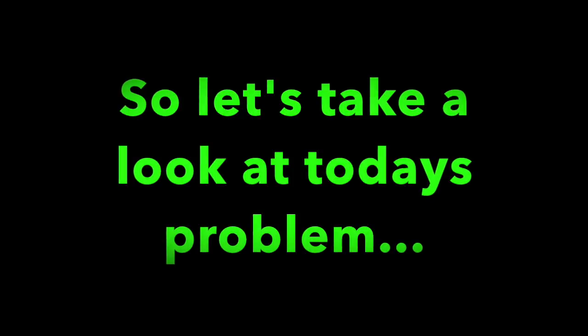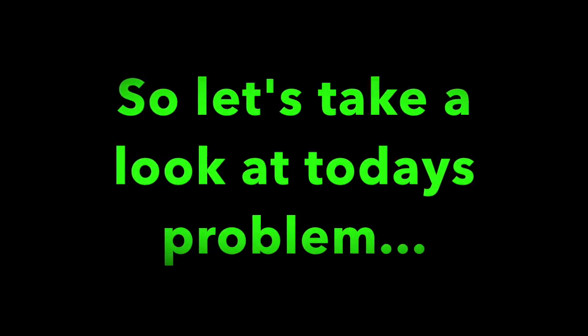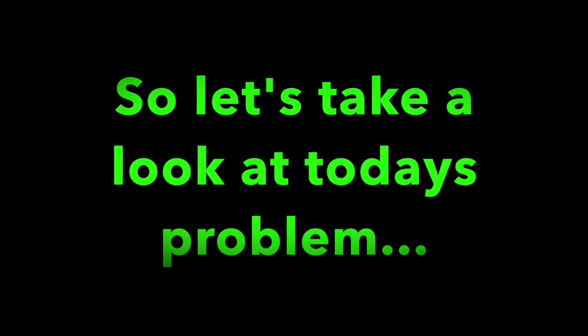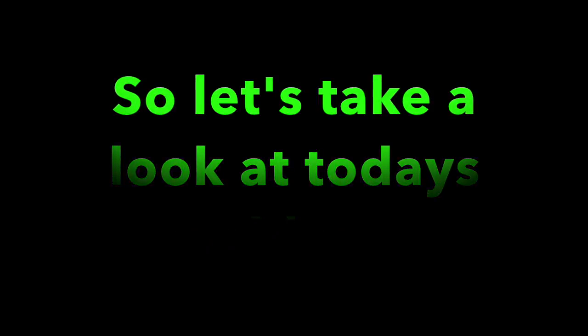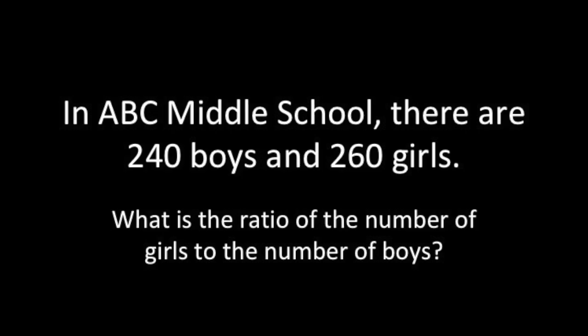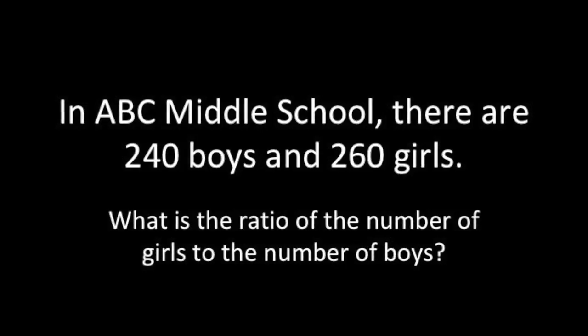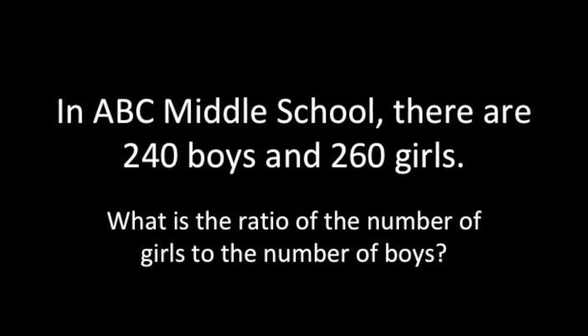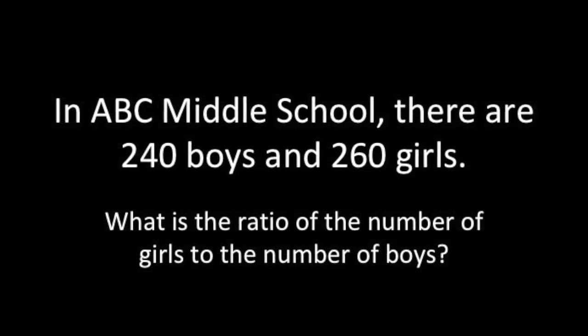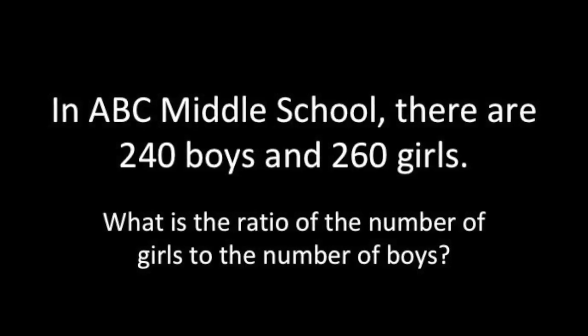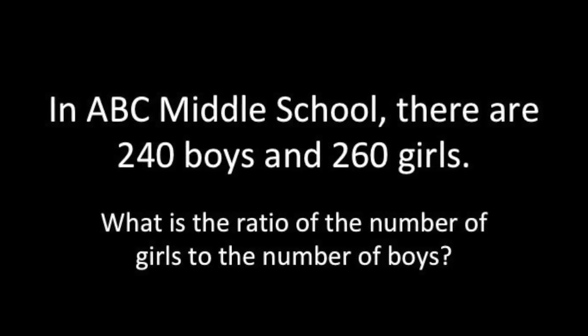So we're going to look at today's problem. And like I said earlier, I want you to work along with me, so make sure you have your math journal and a pencil ready to go. For today's problem, we're going to be looking at ABC Middle School. In ABC Middle School, there are 240 boys and 260 girls. We want to know, what is the ratio of the number of girls to the number of boys?